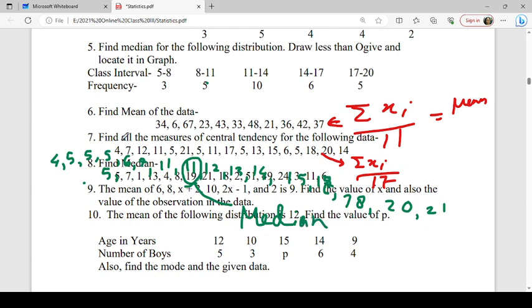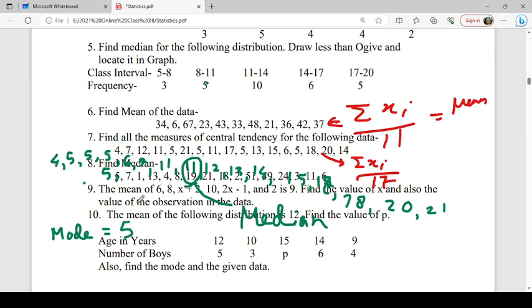So what are you having? So mean, you count all this, then sum this up. Summation xi: 4 plus 7 plus 12 plus 11 plus 5 and so on, then divide by 17. This is mean, and median is this, and mode is maximum frequency. Maximum frequency means how many times it occurs. So 5 is occurring 4 times: 1 2 3 4. So mode is 5 here. Frequency of 5 is 4, so mode equals 5.